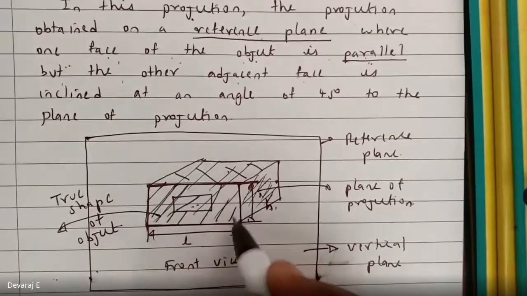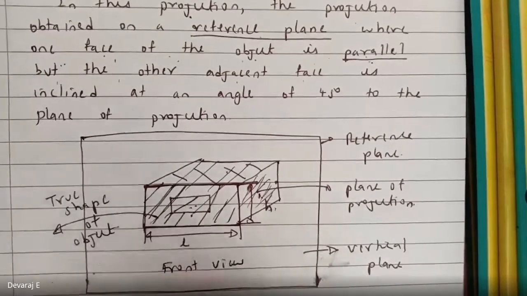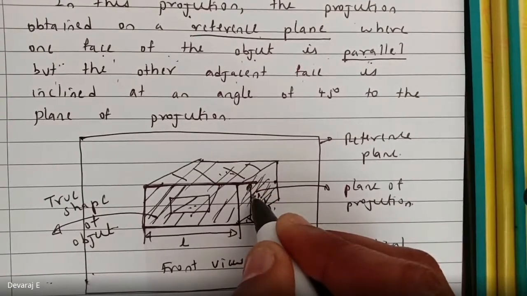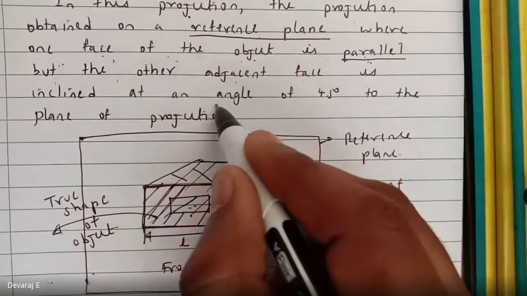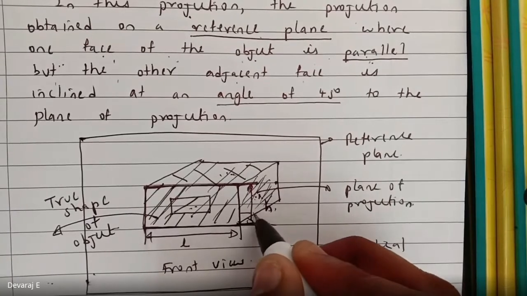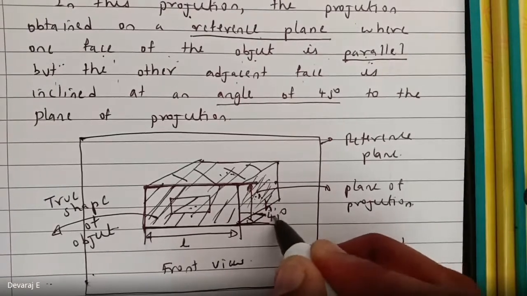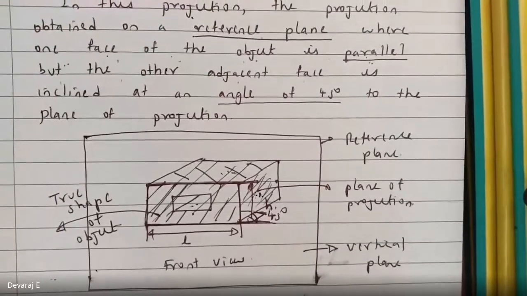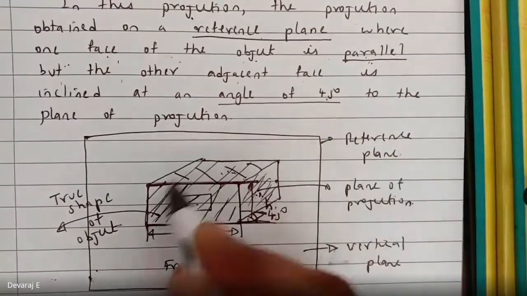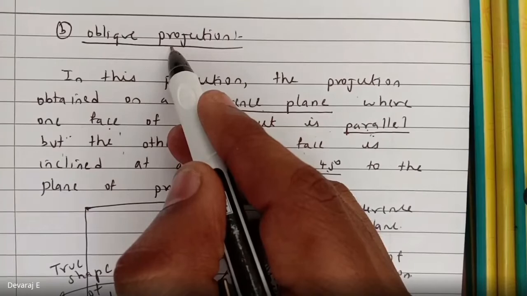Here, this is a true face, which will be falling on the reference plane to the actual object. These are the two adjacent faces, and it is inclined at an angle of 45 degree. That means if you measure the angle between these two, it will be 45 degree. I think everyone has understood, right? The other angles will be 45 degree. So this type of projection is called as what? Oblique projection. So everyone is clear?